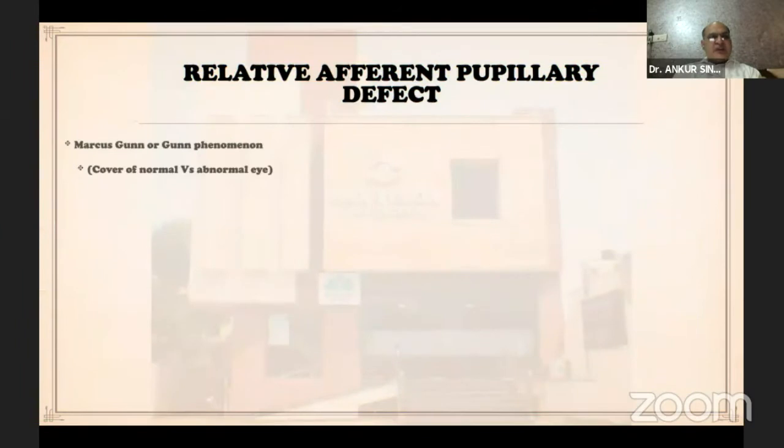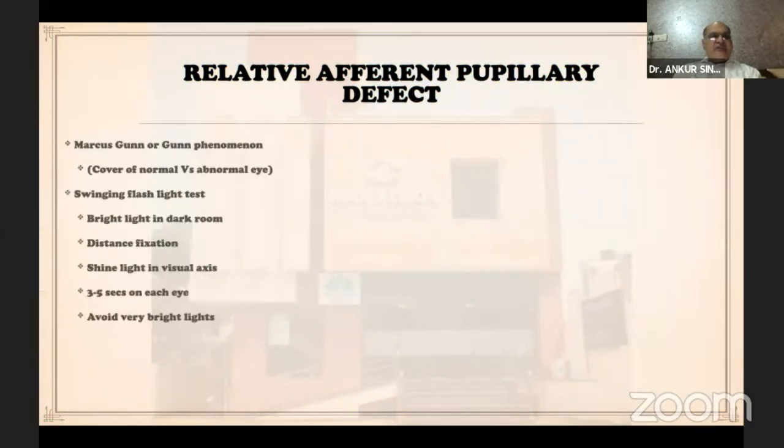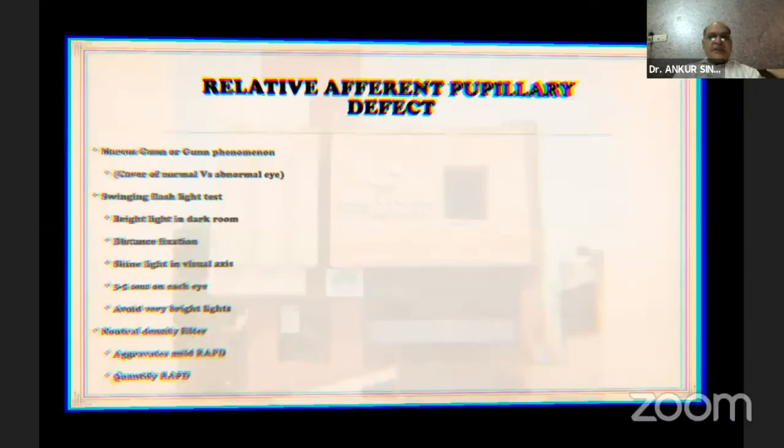Now, RAPD can be checked with the help of the Marcus Gunn or the Gunn phenomenon, where we cover the normal versus abnormal eye, or it can be tested with a swinging flashlight test, where we shine the light in alternate eyes for 3 to 5 seconds and note the reaction of constriction to the light. Neutral density filters can help to quantify the RAPD.